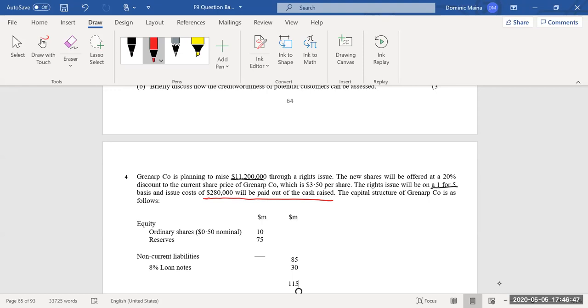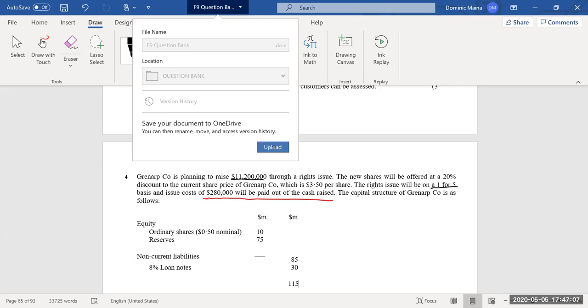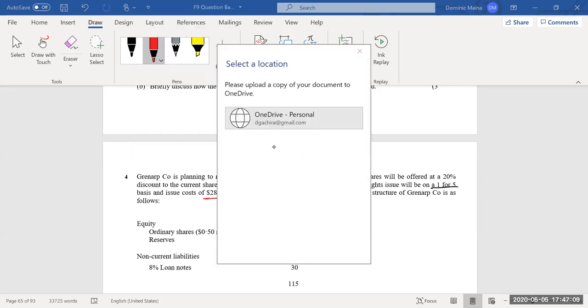But before you do that, it's worth determining at what price the wealth of the shareholder remains constant. In short, you need to get the theoretical ex-rights share price. So let's start there: we determine the theoretical ex-rights share price.